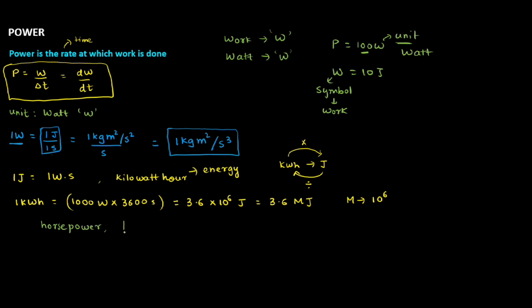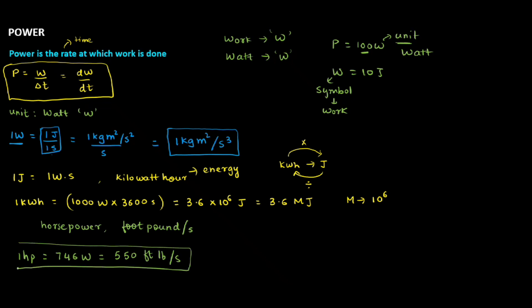Horsepower and foot-pound per second. Now, how are these two related with the SI unit of power? 1 horsepower is equivalent to 746 watt, or it is equivalent to 550 foot-pound per second. So this is the relationship between horsepower, watt, and foot-pound per second.